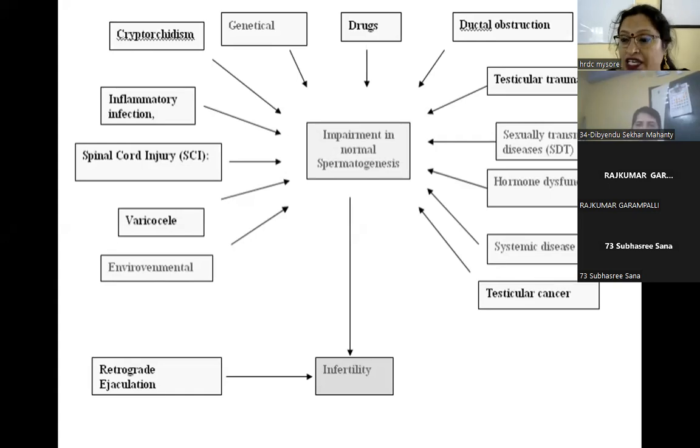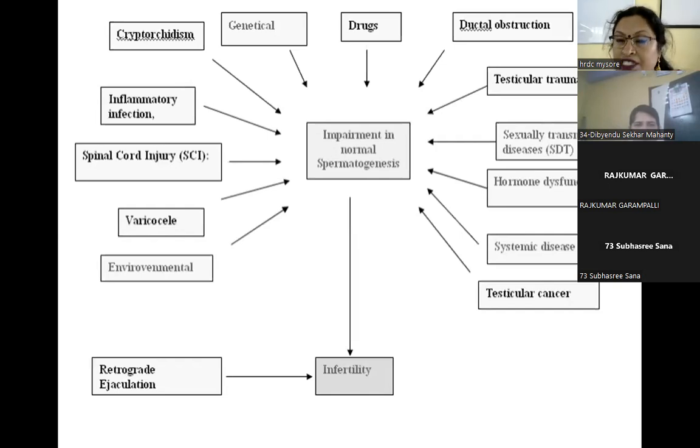So varicocele is an extra vein or blood supply to that particular region, and that enhances the temperature, thereby the spermatogenesis will be halted or impaired. Similarly, I told you environmental factors, estrogen in the environment, and testicular torsion. A spinal cord injury also causes it, and inflammatory infection, sometimes low grade inflammation also causes it, that in turn results in an immunological aspect, that is like an autoimmune disorder.